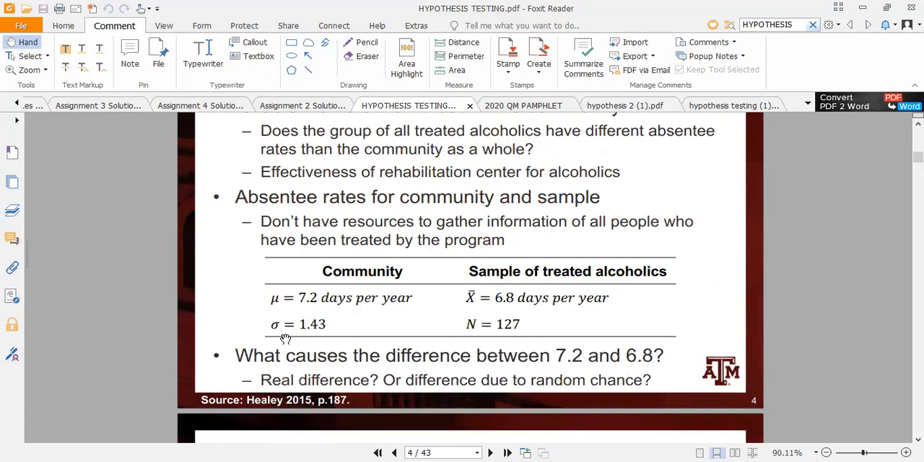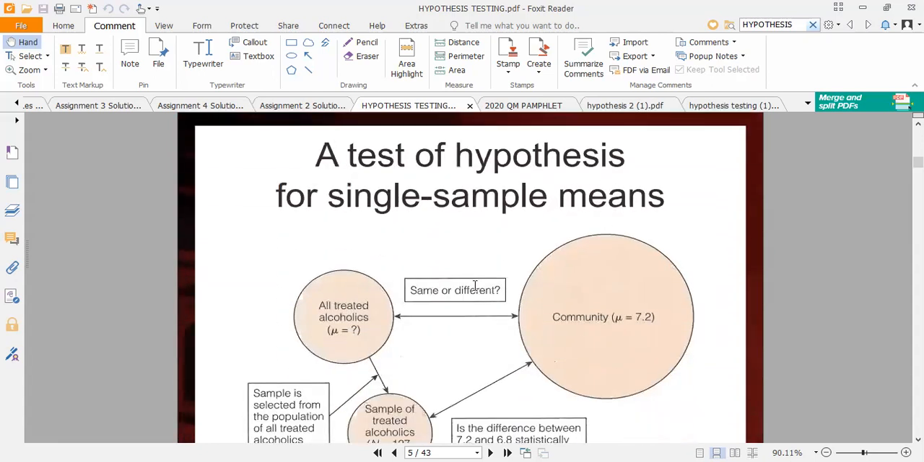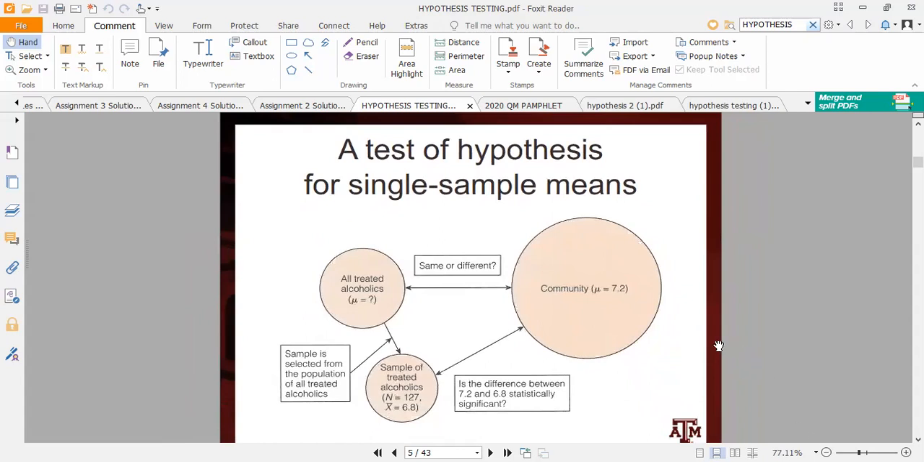So we have been given a sample from the community which is giving 7.2, and here a sample of those that were treated in terms of reliability is giving us 6.8. Clearly, the difference that you are seeing here, is it significant enough or not? So that is what hypothesis testing is going to be all about. And for this class, we're going to use the Z test, which deals with samples that are more than 30 to analyze the questions for this study.